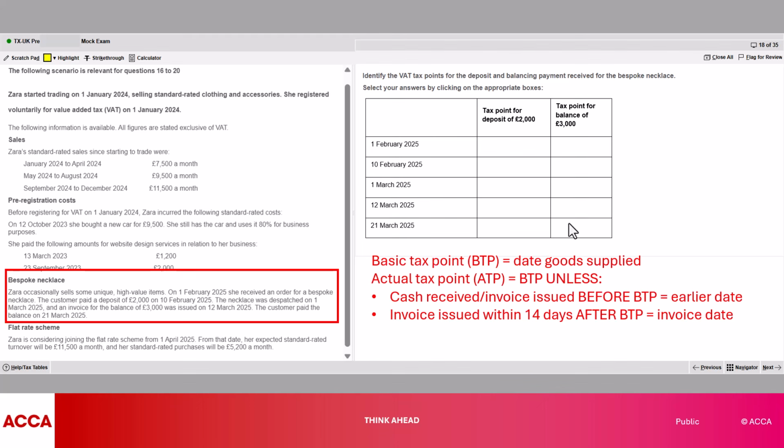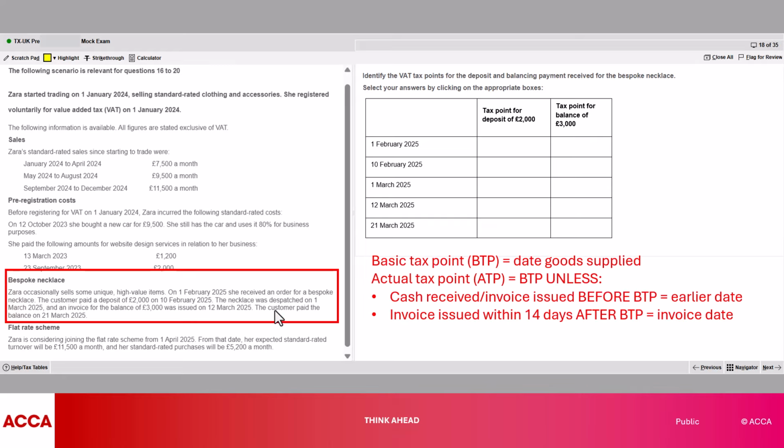You need to remember that for VAT, the basic tax point is the date that goods are supplied. And that's the date that we use as our actual tax point, unless we receive cash or issue an invoice before that basic tax point. If we do either of those things, then we pick the earlier date. Or if we don't do either of those things before the basic tax point, but we issue an invoice within 14 days after the basic tax point, then we can move the actual tax point to that later invoice date.